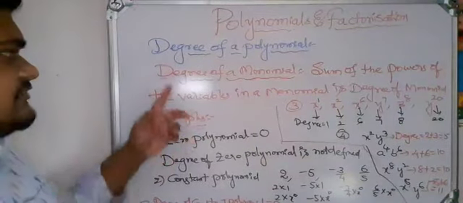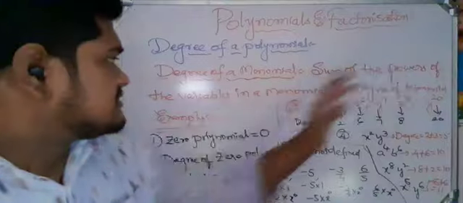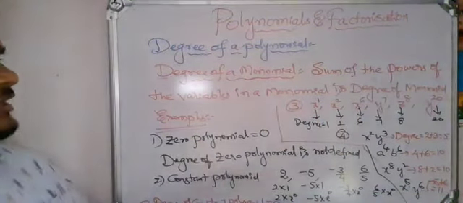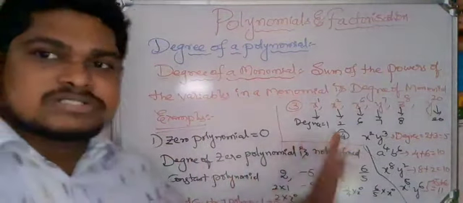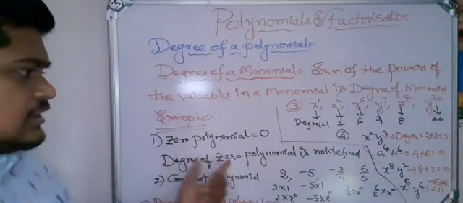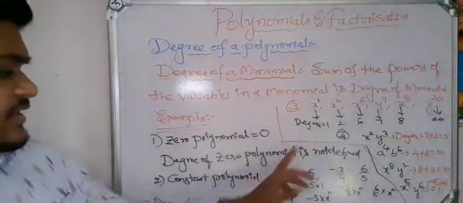This is about the different types of degrees of the monomial. See here, sum of the powers of the variables in a monomial is called degree of monomial. What I told, just I wrote clearly. All of you note it on your notes like this. Okay, see 0 polynomial. Before you discuss 0 polynomial, we cannot express as x power something. So degree of the 0 polynomial is not defined.